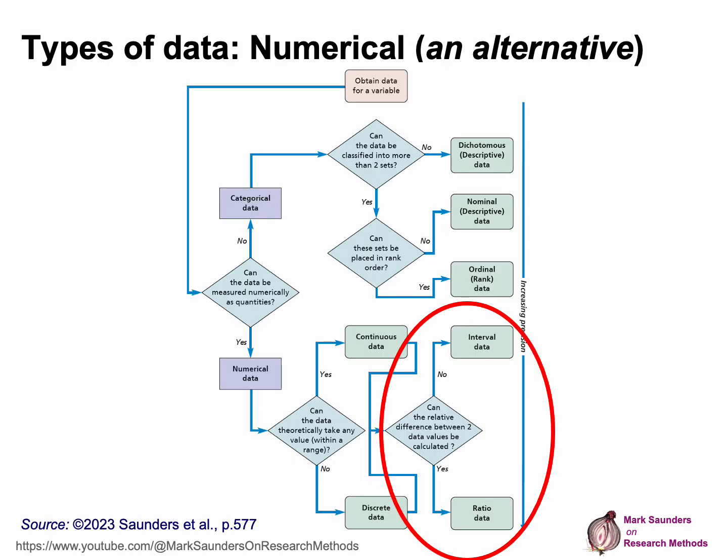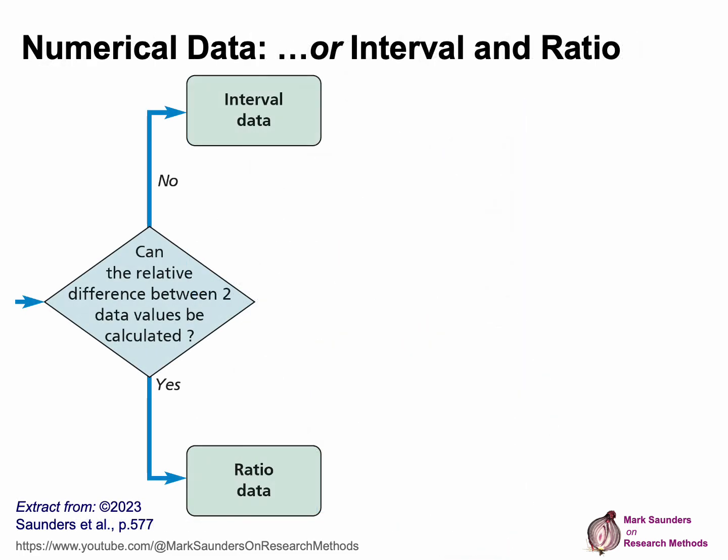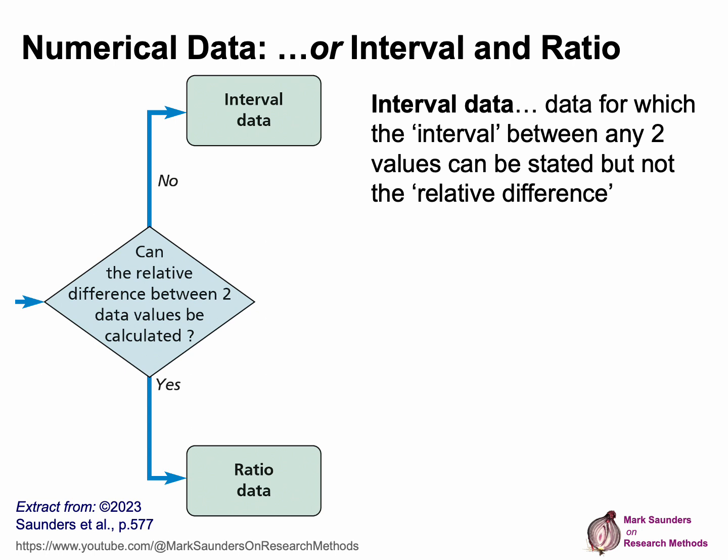We're now going to look at the alternative way of classifying numerical data, and this is an alternative rather than part of the same way of classifying. The other way of classifying numerical data is to classify it into interval or ratio data based on the answer to the question, can the relative difference between two data values be calculated? If the answer to this is no, we have interval data, and this is where we have data for the interval between any two values, and we can state this, but we can't state the relative difference.